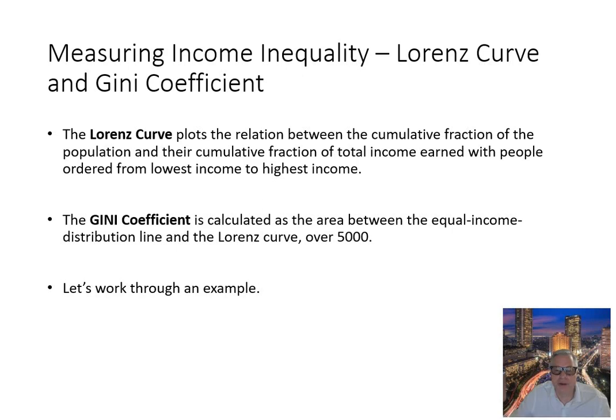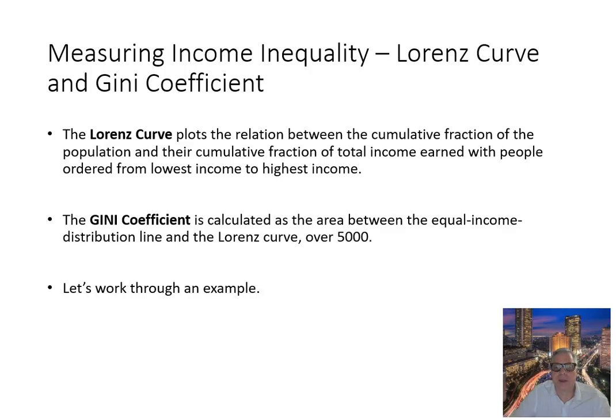Okay, so how do we measure income inequality? There are a couple of ingredients that we need, and one is the Lorenz curve. The Lorenz curve plots the relation between the cumulative fraction of the population and the cumulative fraction of total income earned, with people ordered from lowest income to highest income.